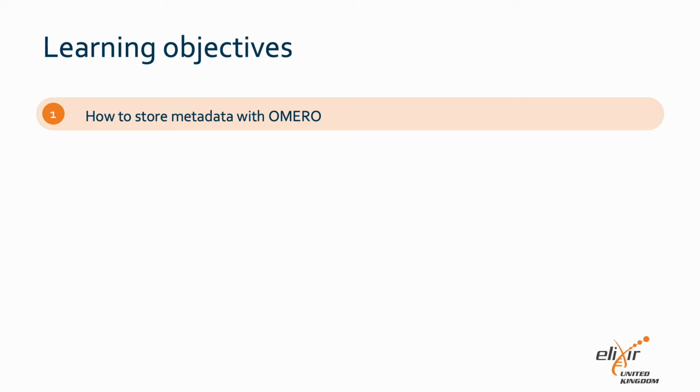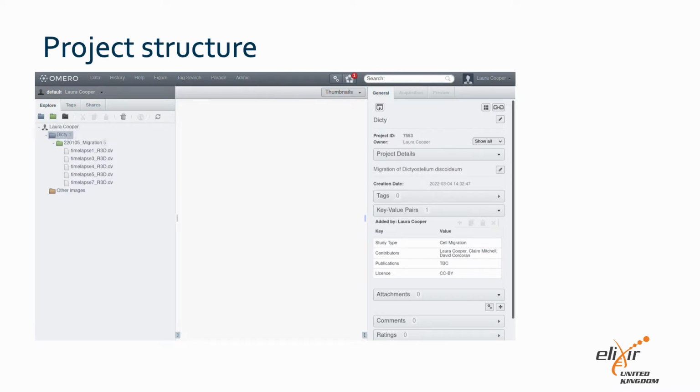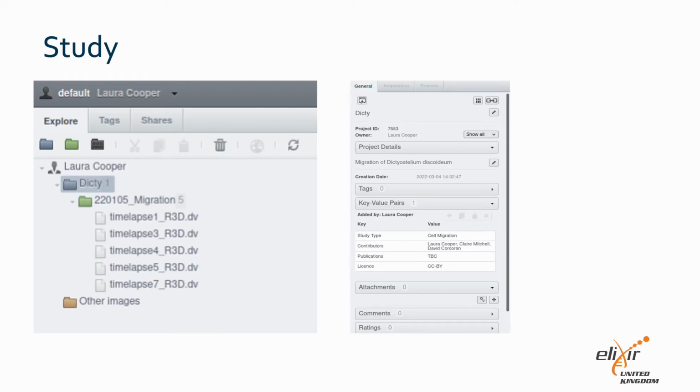If you don't have an institutional server, you can visit the Amero web pages and sign up for a free demo. Here is an example of a project in Amero called Dictee. Let's take a closer look. So we have a project called Dictee containing a dataset.